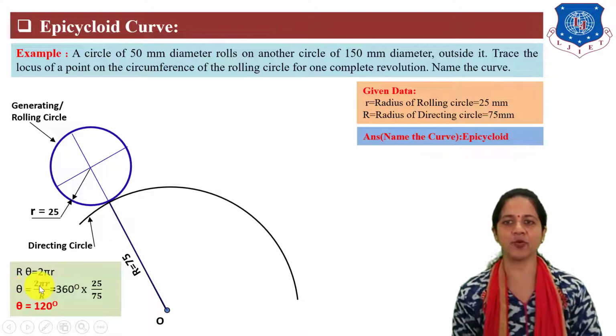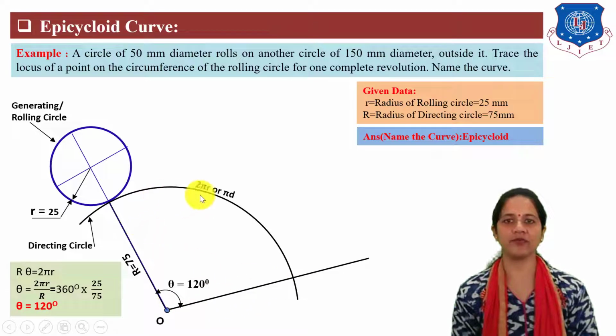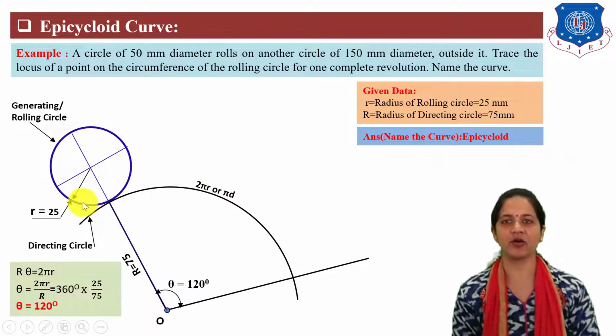So theta is equal to 2 pi small r divided by capital R. Put the value of 2 pi in the form of angle, which is equal to 360 degrees. The value of small r is equal to 25 and the value of capital R is equal to 75 mm. So angle theta is equal to 120 degrees. Next, fix theta angle of the directing circle from this radial line, which covers 2 pi r or pi d length of circumference of the rolling circle.